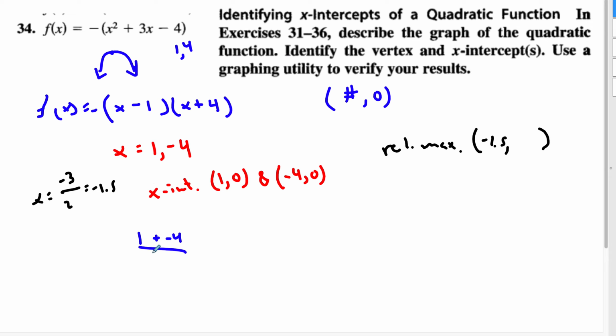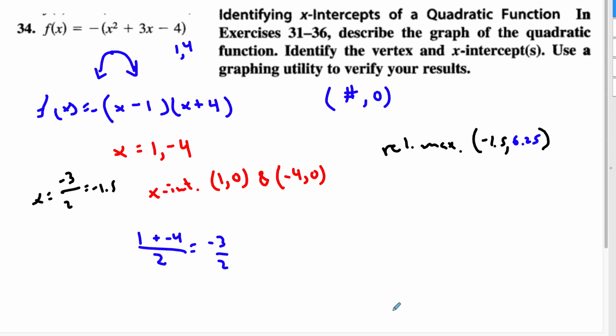If I take the average of those two values, that is, add them up and divide by 2, I get negative 1.5. That is not a coincidence, but it only works with quadratics. So now I have to do my good old plug numbers in thing, meaning I'm going to take negative 1.5 and square it, and then do that, and then make sure that I multiply through by the negative 1. Don't forget the negative 1, which means this is a relative max at negative 1.5, 6.25.